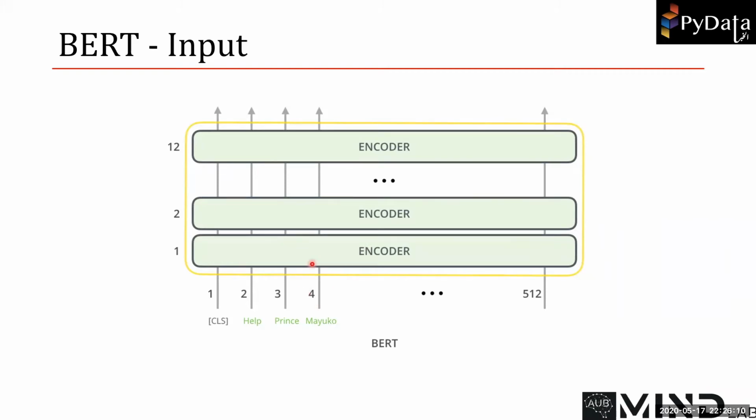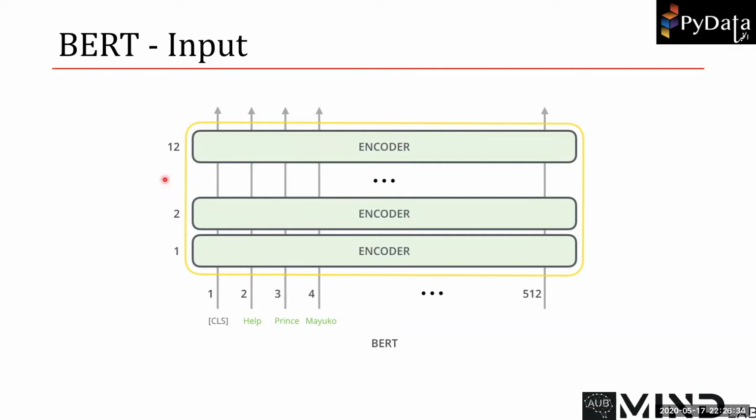So maybe the first one will learn about the local language understanding. So what's the relationship between prince and help? The second encoder maybe will learn about a larger understanding of the sentence. It will learn about the relationship between sentence segments, and so on as we stack encoders.